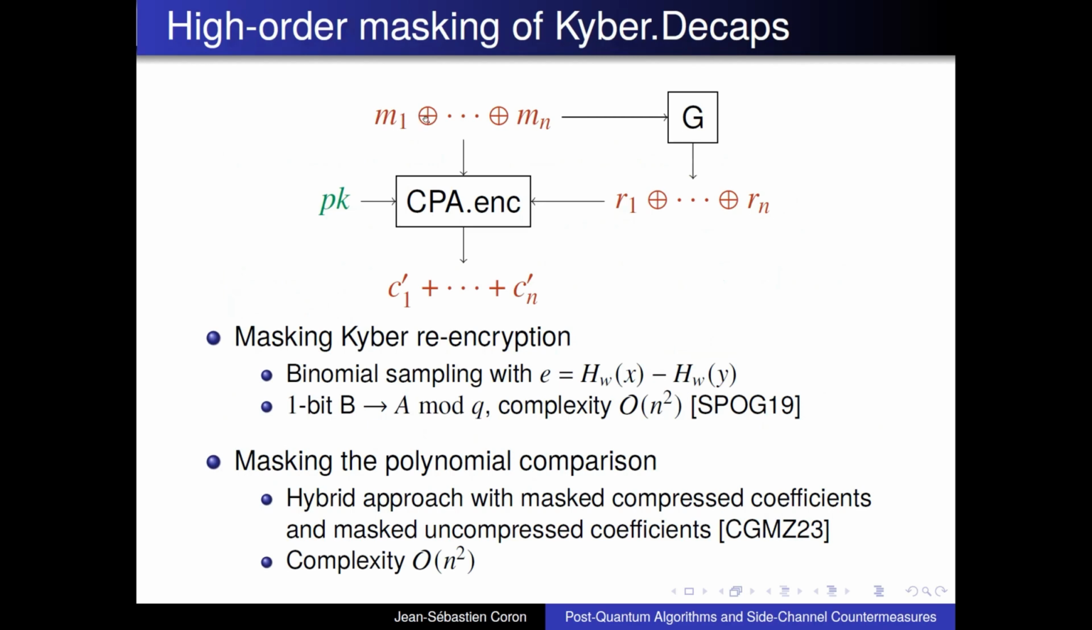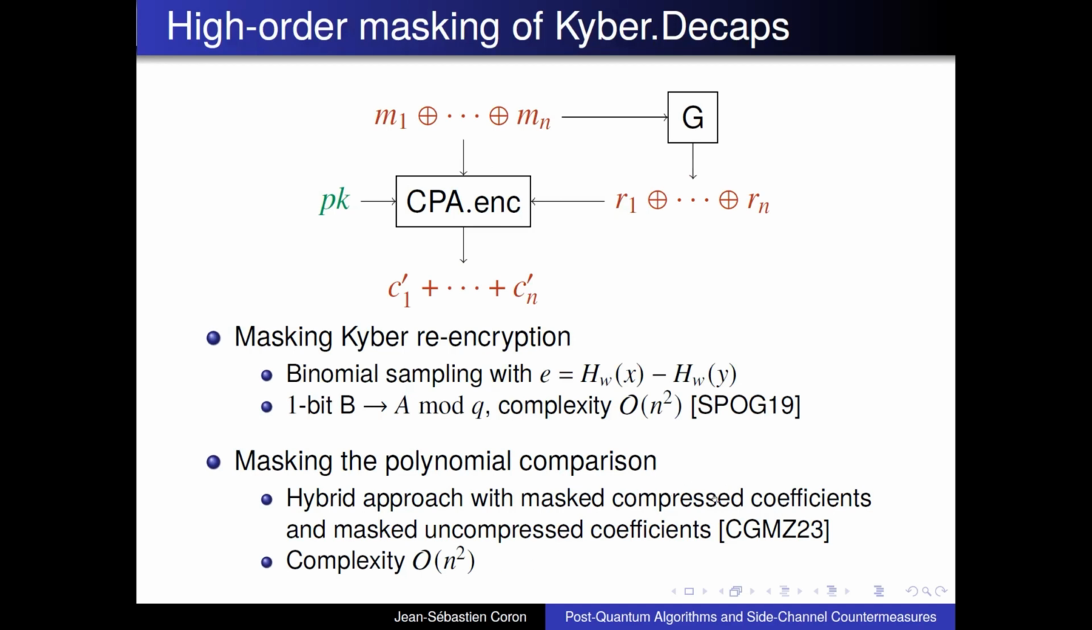So we also want to mask the re-encryption of Kyber. Within Kyber we must re-encrypt the message, and we have a message which is shared among Boolean shares, and eventually we must obtain a re-encrypted ciphertext which is defined modulo Q. So we must also convert from Boolean to arithmetic, and for this there is a very nice algorithm from this paper which can do this very efficiently in complexity n squared when we start from 1-bit Boolean to arithmetic modulo Q. So that's for masking the Kyber re-encryption, and we must also mask the polynomial comparison, as I said.